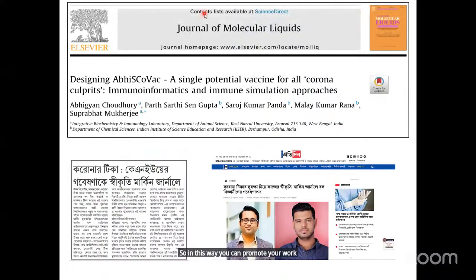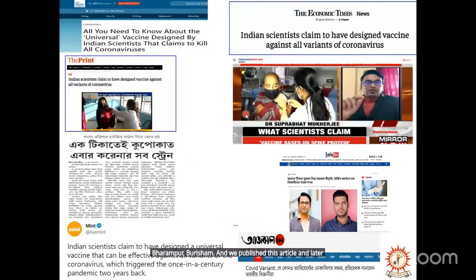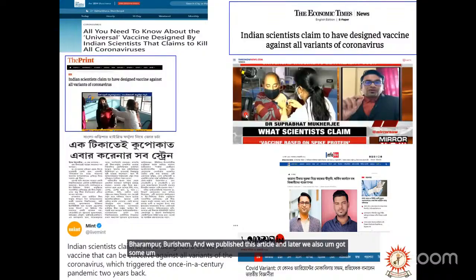Also, after 2 years, because this article was published in 2020, we designed one vaccine in collaboration with the Indian Institute of Science Education and Research, Berhampur, Odisha, and we published this article. And later we also got some insight, so that we continued with this work, and eventually got the patent for this universal vaccine.